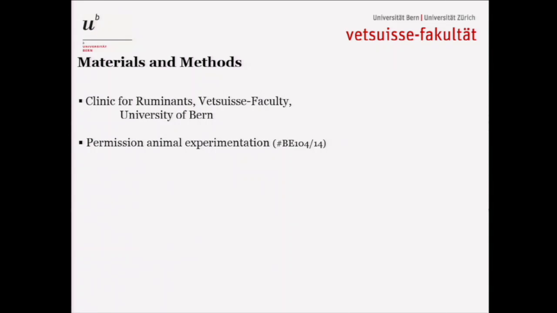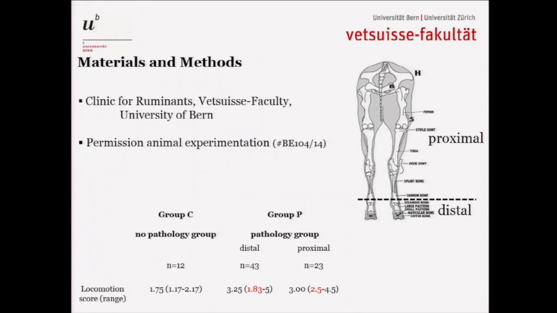The study was performed at the ruminant clinic in Bern, Switzerland. For the study design, we have two groups. The first one is the control group, non-lame cows, which were also clinically examined and showed no signs of pathology. This is the first group, Group C, and we have Group P, the pathology group, which we classified into two groups. The first one is the distal group, with pathology located in the distal area up to and including the fetlock joint. And we have the proximal group, with pathology proximal to the fetlock joint.